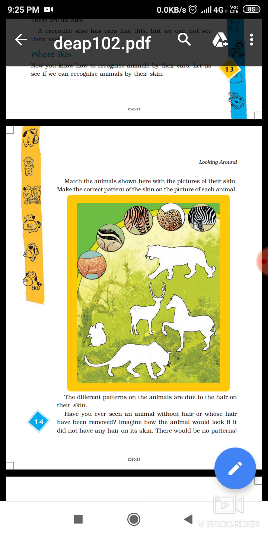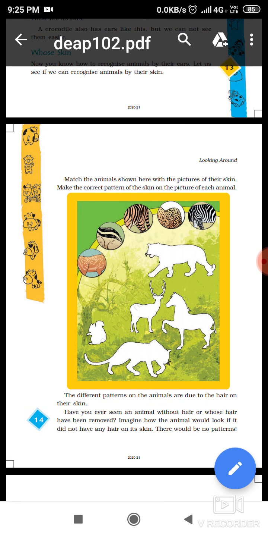Children, do you know how to recognize animals by their ears? Let us see if we can recognize animals by their skin. The different patterns of the animals are due to the hair on their skin. Children, have you ever seen an animal without hair or whose hair has been removed? Imagine how the animal would look if it did not have any hair on its skin.